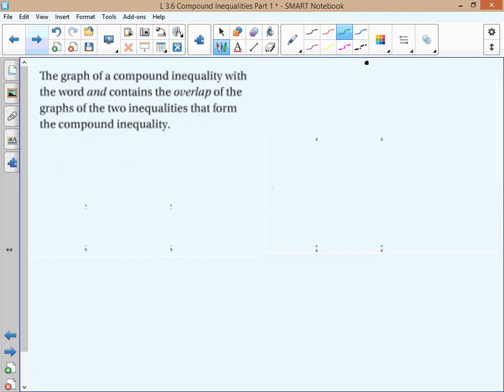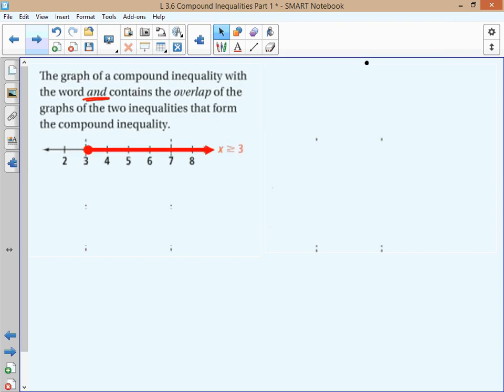So in math, when you have a compound inequality that uses the word and, it's going to look something like this. Let's say I have x is greater than or equal to 3. That's a graph that looks like this. All the numbers, including 3 and greater. And let's say I have another graph that says x is less than or equal to 7. It's a graph that looks like this.